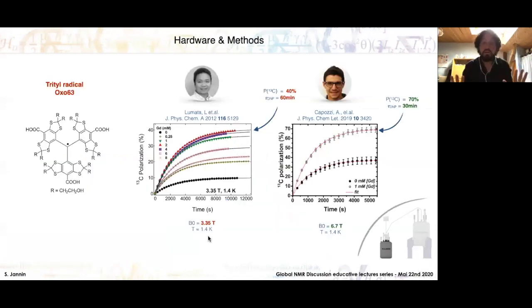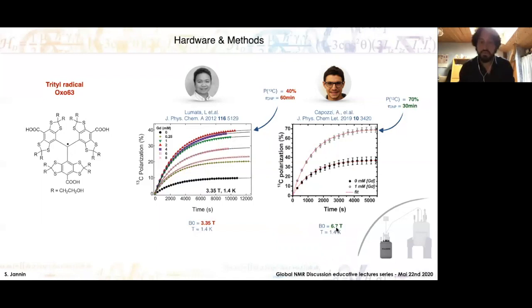Now, if you look at the state-of-the-art performances of DNP in these conditions, one of the most used radicals is the trityl radical. It has a narrow line, and it's very efficient to polarize carbon-13. If you work at 3 Tesla and 1 Kelvin, you typically get about 40% polarization in a few hours. You see here, 10,000 seconds would be about 3 hours. And you can get this polarization if you add some gadolinium. Usually you add 1 or 2 millimolar of gadolinium to boost the polarization.